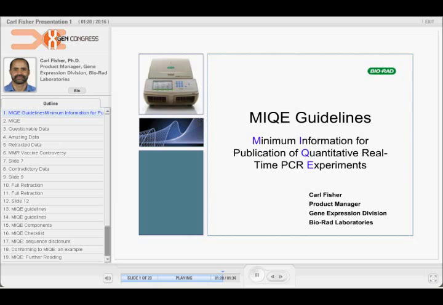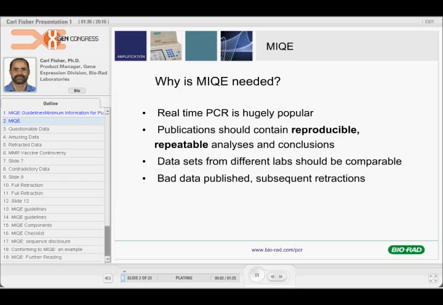And that is the case that, in speaking with people, not many people have started adopting this, although there is a big push by some of the leaders in the area for qPCR to try to get this out there, to try to get it accepted by people, and to get more people using it. So why is MIQE needed?